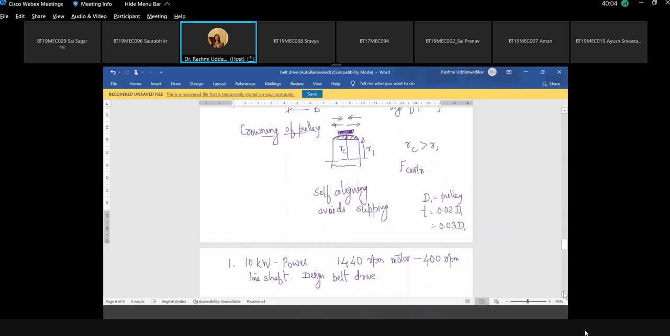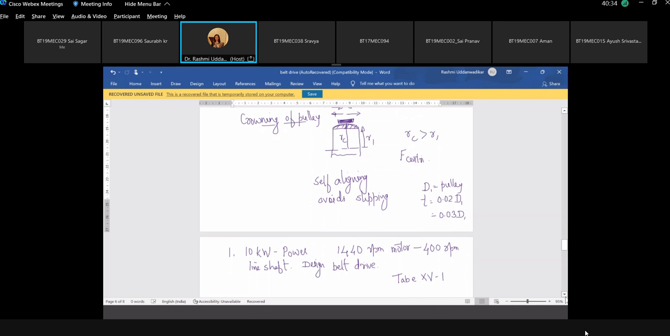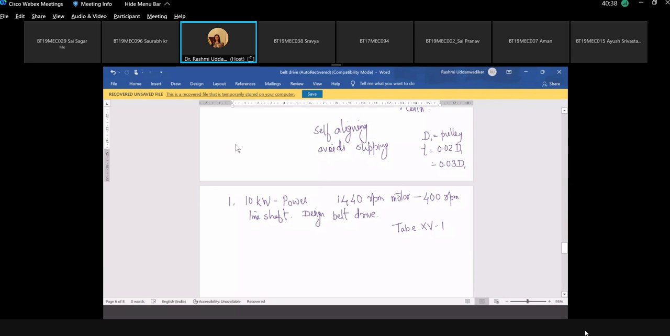Okay, let's start with the design. Open the design data book. Belt drives is page number 155, chapter 15, Table 15.1. You start with the design power. Rated power is 10 kilowatt. So what is the design power? Rated power into service factor K1 into the inclination factor K theta.